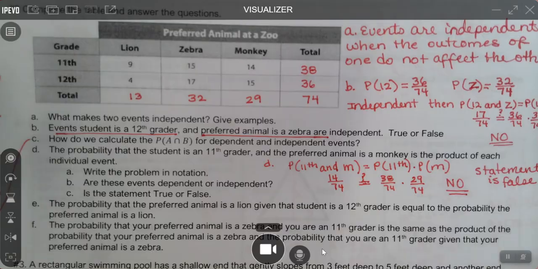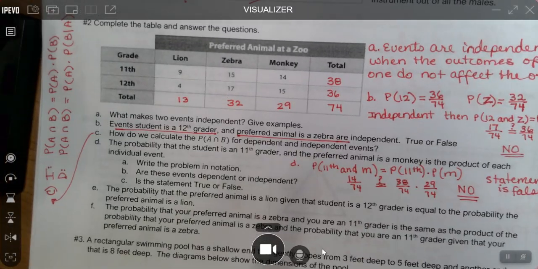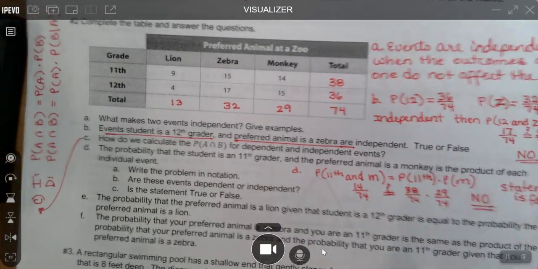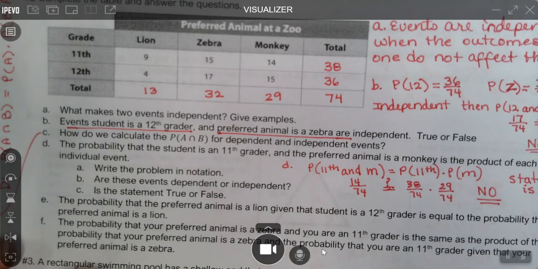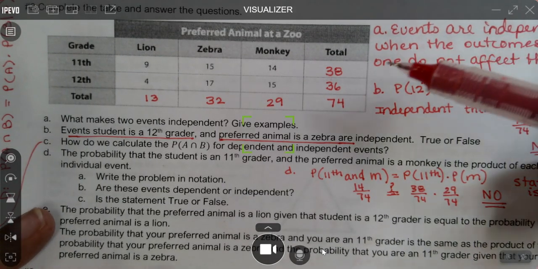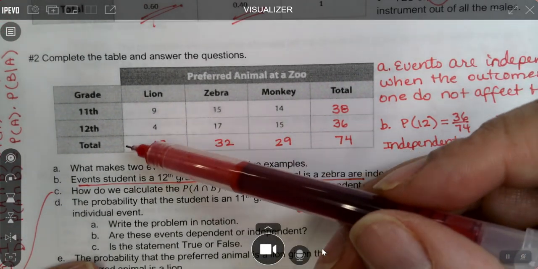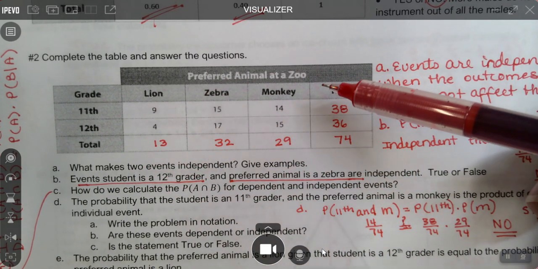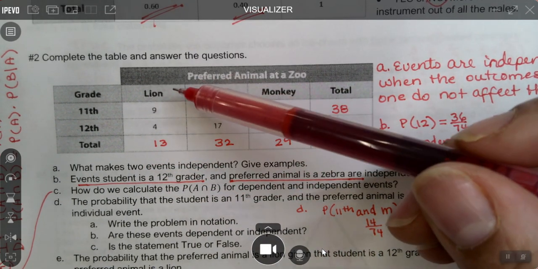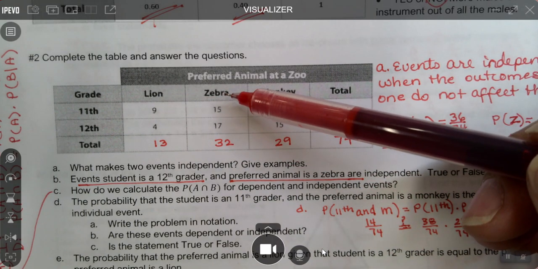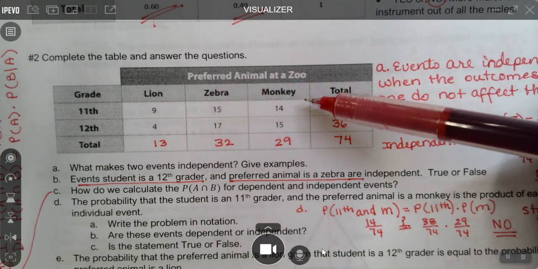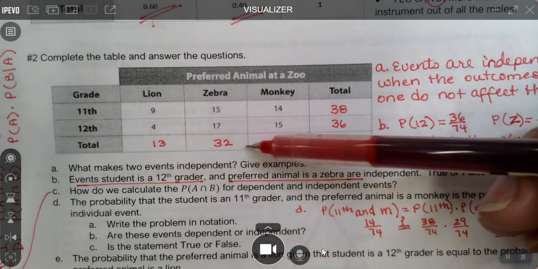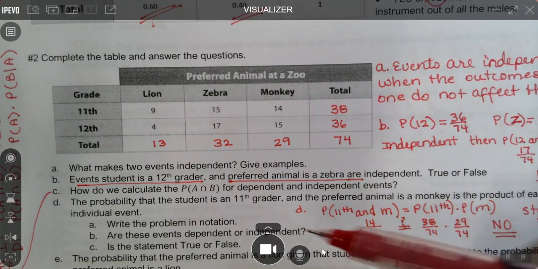This one is complicated, but here we go. What we have is some students, 11th and 12th graders, who went to the zoo, and they were asked which one was their preferred animal at the zoo. They chose between lions, zebras, and monkeys. And I did the totals for you guys.